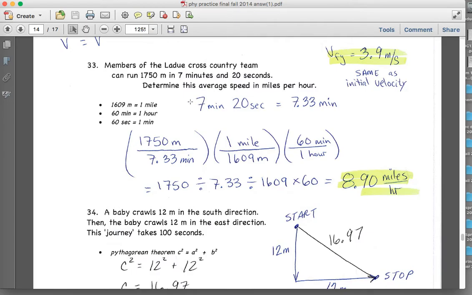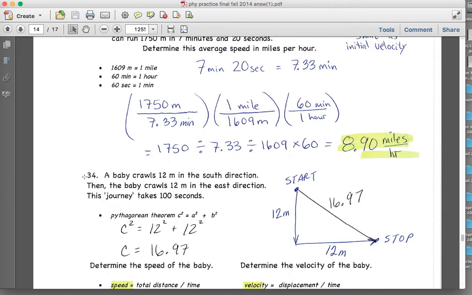But anyway, the key thing on these is I can take this time, 7 minutes. You can either change it to total minutes, like 7 1/3 minutes is what that is. A lot of students also change it to total seconds. Either way, just start with your total distance and your total time, and then divide it by 1609. And then if it's minutes, multiply by 60. If it's seconds, multiply by 3600 for seconds in an hour.